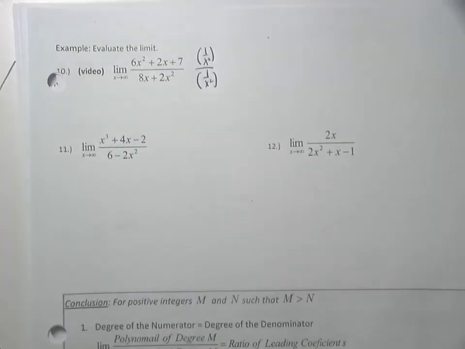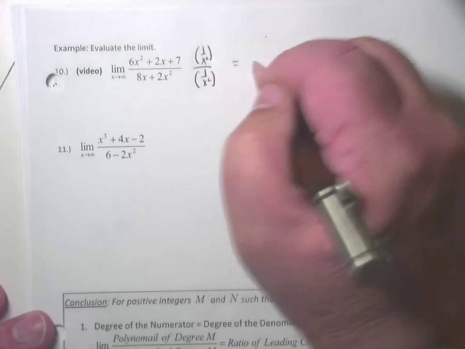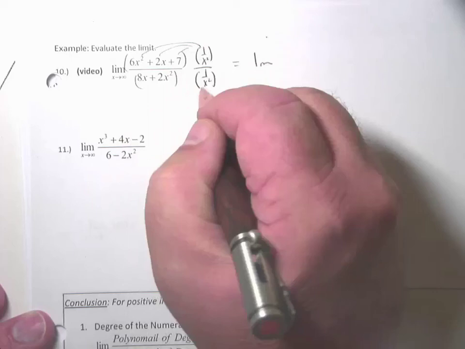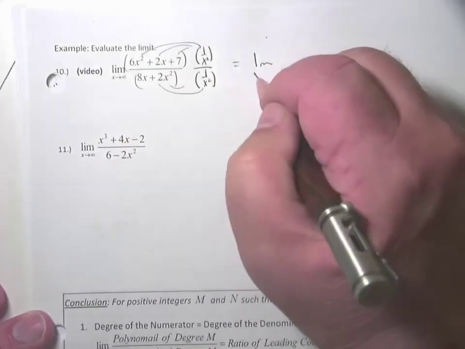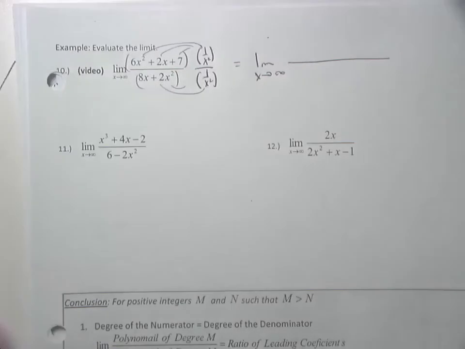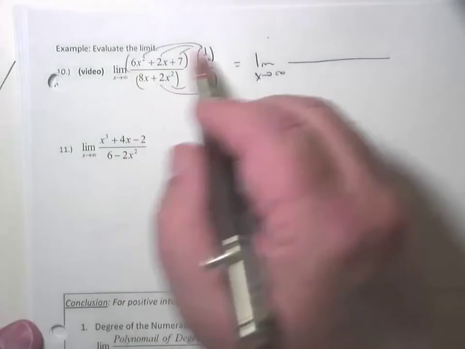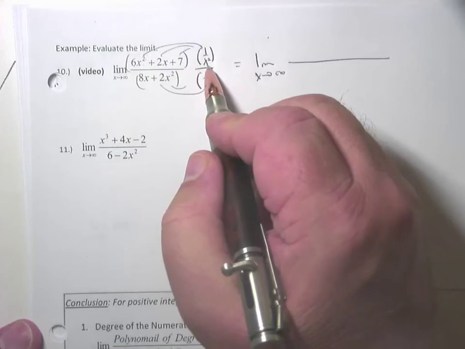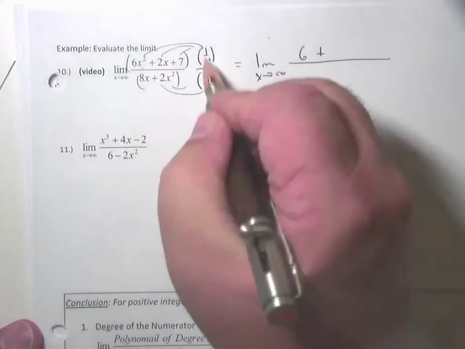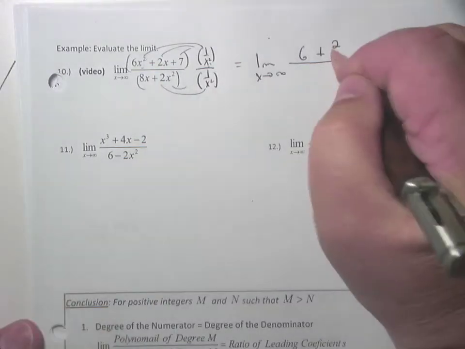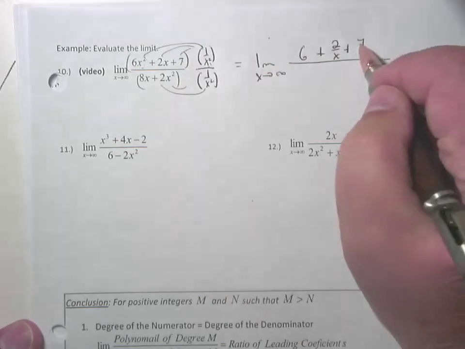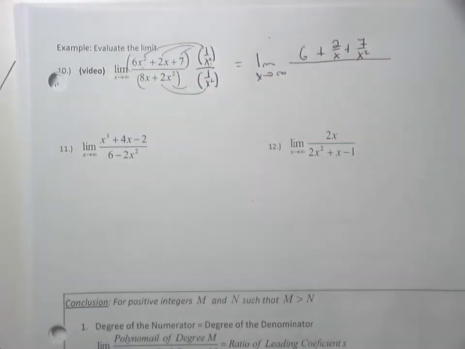Now, next step is I'm going to distribute this 1 over x squared throughout the numerator and throughout the denominator. It changes the form of my problem. This gives me the limit as x approaches infinity of, let's see here, 6x squared times 1 over x squared. What's that? 6, because the x squared cancels. Plus 2x times 1 over x squared is 2 over x. Plus 7 times 1 over x squared is 7 over x squared. I distributed and cleaned it up.